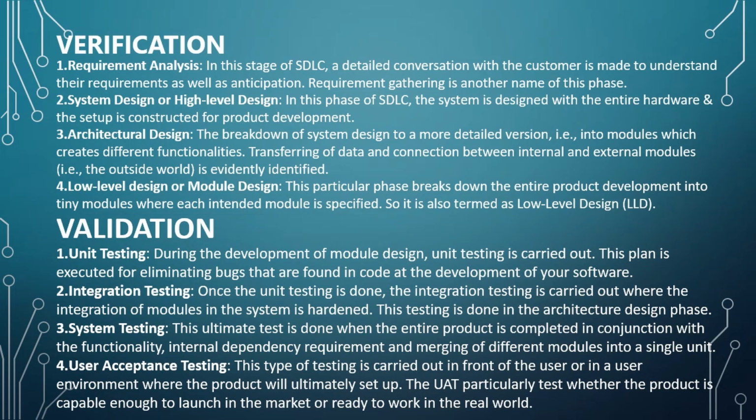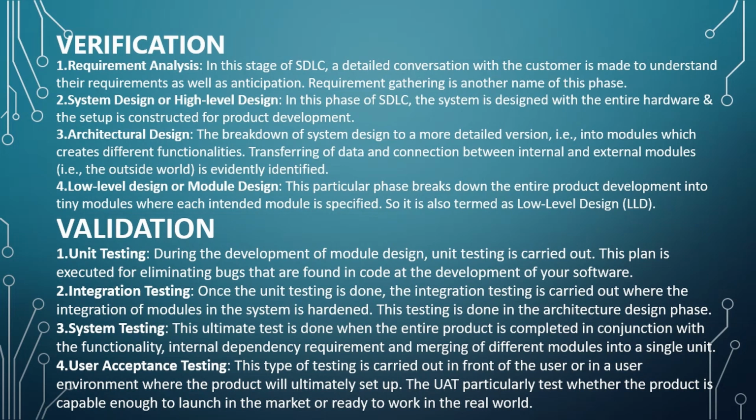The system design is broken down into a more detailed version of modules which create different functionalities, and the transferring of data and connections between internal and external modules is clearly identified. 4. Low-level design, or module design. This particular phase breaks down the entire product development into tiny modules where each intended module is specified. So it is also termed low-level design, or LLD.